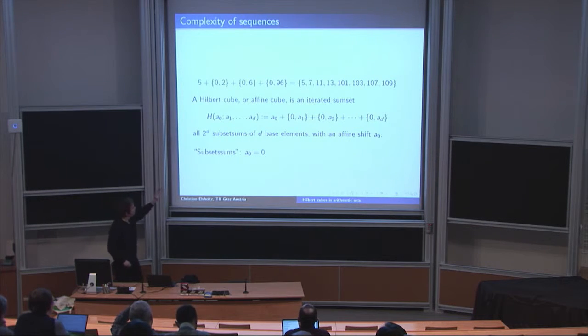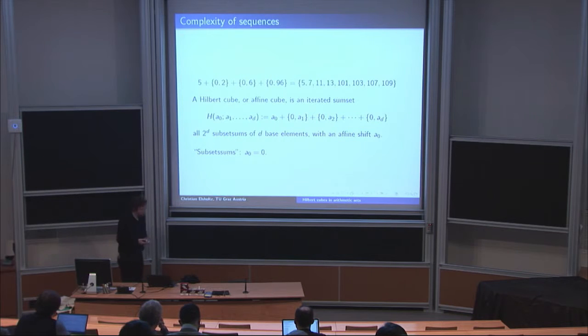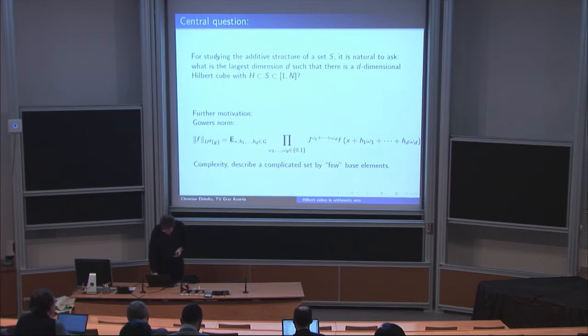So generally, you think of a Hilbert cube as one shift, a0, an affine shift, and then you have d base elements, and you have to make a choice. Either you take the element ai, or you don't take it. You take 0 or ai, so you get formally 2 to the d many sums. Not all of them are distinct. And an important special case, of course, is the case a0 equals 0. This then is just called subset sums. So Hilbert cubes are a kind of generalization of subset sums.